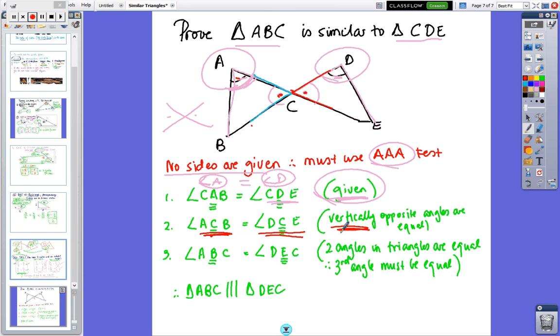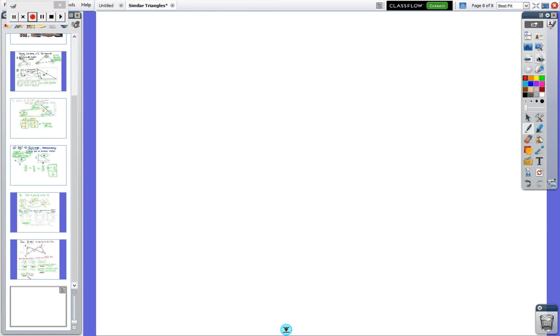And then once you've got two angles the same, then this angle must be the same as this angle. Once two angles are the same, then the third angle must be the same. Okay, and then you've got triangle ABC. Now that symbol there is the symbol for similar. Okay, so copy that and come across, and that's it.